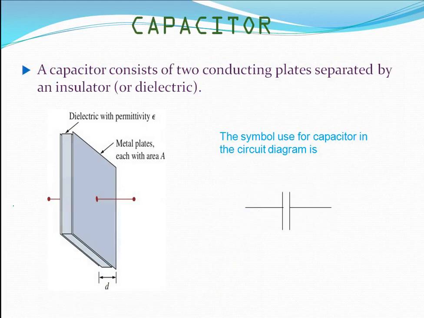Now, the capacitor definition you should know: two conducting plates separated by an insulator, or dielectric, or air, is known as a capacitor. And on the right-hand side we have drawn the symbol.